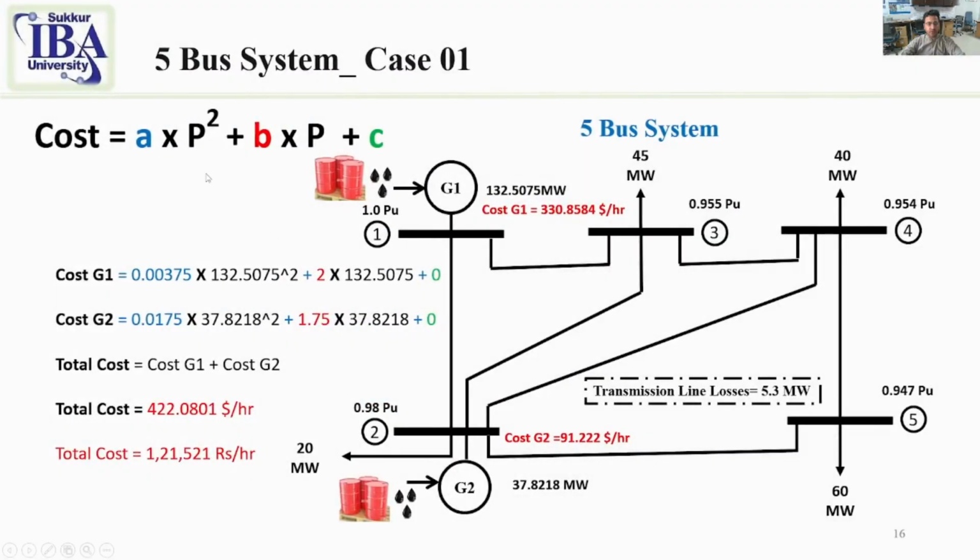This is how we use the generator cost coefficients, the A, B and C. You can see here we use these coefficients, and then we calculated the generation cost. This is our total cost in Pakistan rupees, PKR, and this is our total cost in dollars per hour. So this is the 5 bus bar system, and we have calculated the generation cost, that is $422.08 per hour.